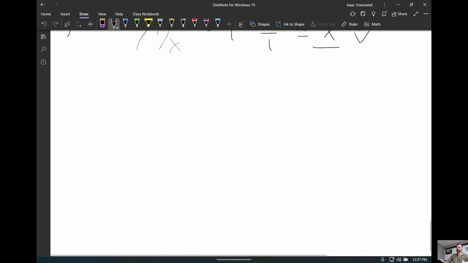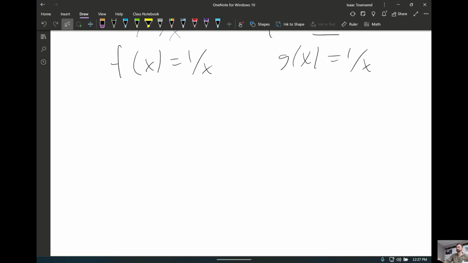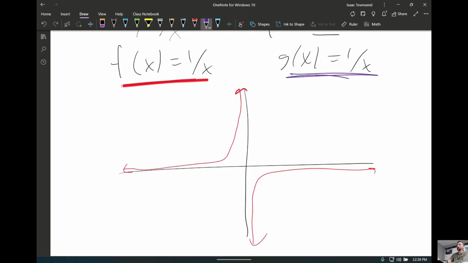Then for graphically, if you graphed both of these, now both of these are considered to be parent, well, they're the same graph, but they're considered to be parent functions. They're a little bit lesser known, but at some point in Algebra 2 you probably memorized these. But 1 over x looks like this, and 1 over x is going to look exactly the same because it's the same thing.